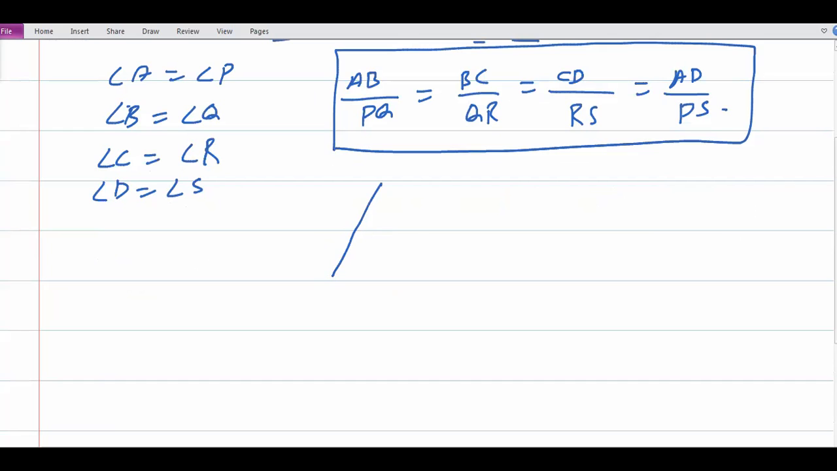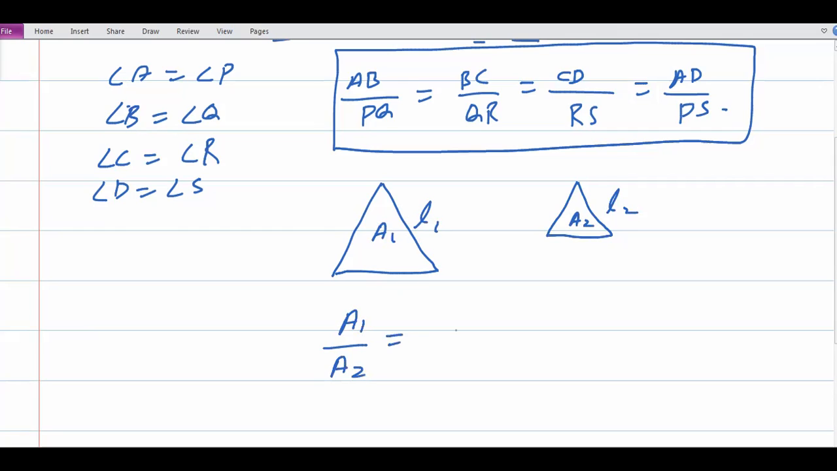Let's say this is one shape and this is another shape. Let's say they are similar, and one has area A1 and the other has area A2. One of the sides is L1 and its corresponding side is L2. Then if you take the ratio of the areas for similar shapes, it will be equal to the ratio of the corresponding sides squared. This means for similar shapes, the ratio of the areas is equal to the ratio of the corresponding sides squared.